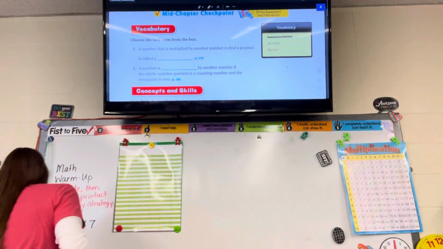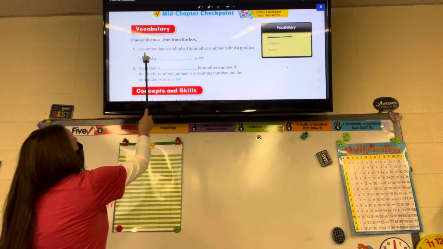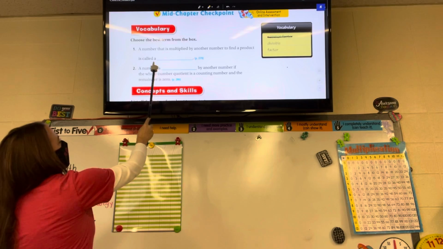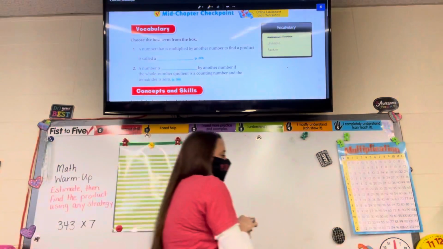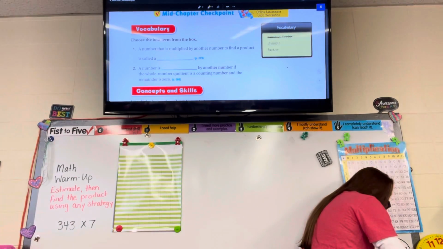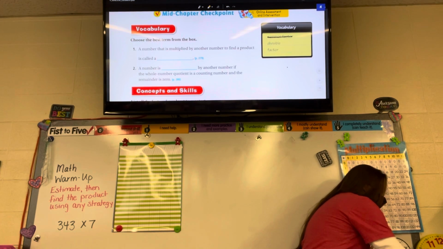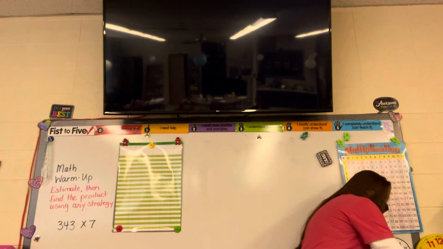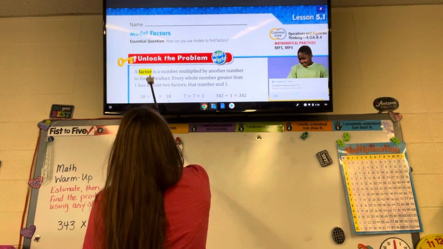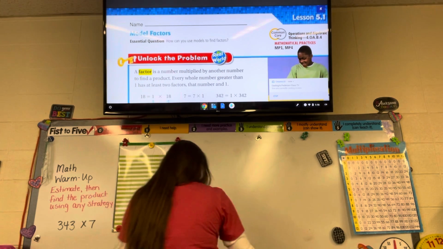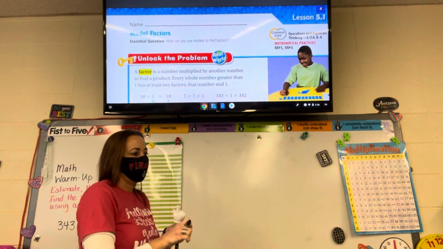If you look at number 1, it says a number that is multiplied by another number to find a product is called a blank. We'll find that answer on page 279. Whoops, I can see it, but you cannot. I'll fix it so I can flip back and forth, and then you will be able to see what I see. Okay, it says a factor is a number multiplied by another number to find a product. So fill in that first answer for me, please.